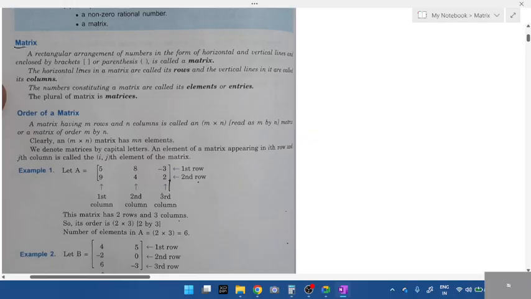First, what is matrix? Look here, read this. A rectangular arrangement of numbers in the form of horizontal and vertical line, enclosed by a bracket or parenthesis. See, this is a bracket. In this, they'll give you certain numbers: 5, 8, 3, 2, 1, 4. This is known as matrix, students. Certain numbers will be arranged in this order, okay, in a enclosed bracket.